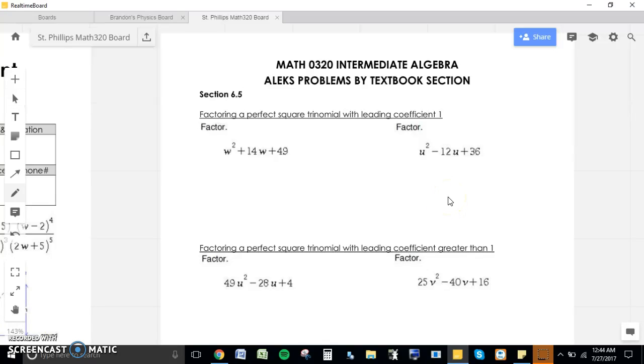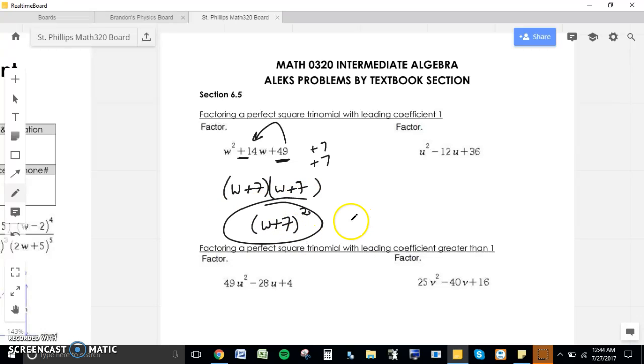So the good news is we can go about it like we did before, where we try to find the factors of 49 that give us a 14. Right? So we say, okay, well, factors of 49, well, 7 times 7. So we know we're going to have w, and we need a positive 14, so we need a positive 7 and a positive 7. So what are our factors going to be? Well, w plus 7 and w plus 7. Well, w plus 7 times w plus 7 is just w plus 7 squared. Oh, look at that. We found our perfect square.